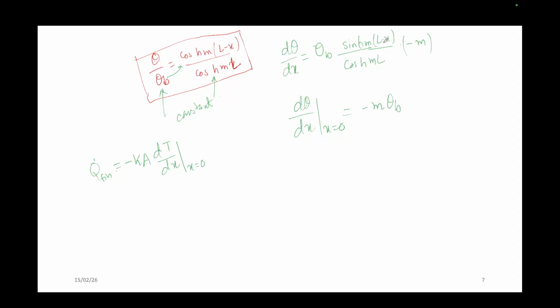So that means if I write it at x equals 0, I can write m theta b, sinh mL by cosh mL. So that is minus m theta b tanh mL. Okay. So that thing I can put here. So minus kAc into this, which should be plus theta b tanh mL.